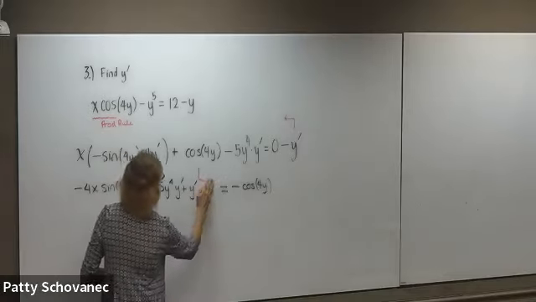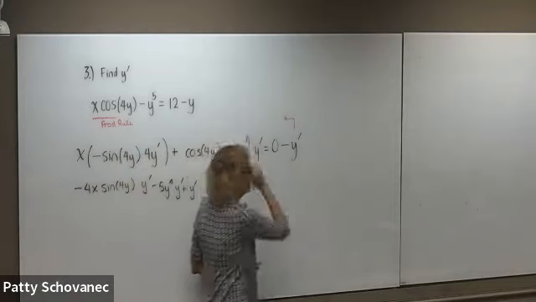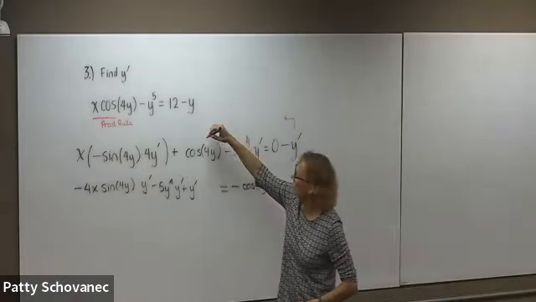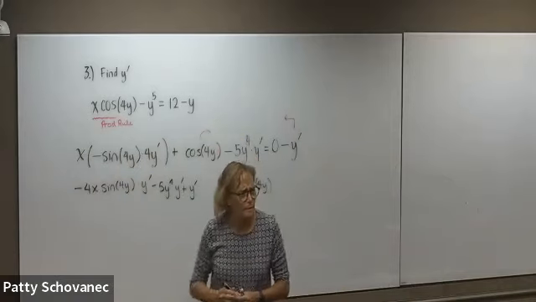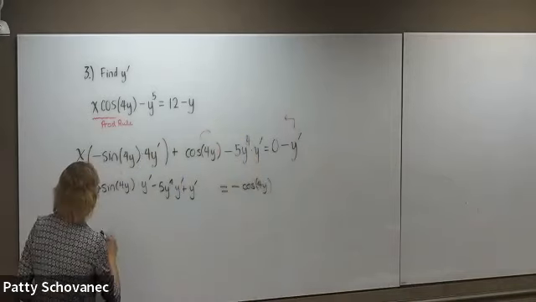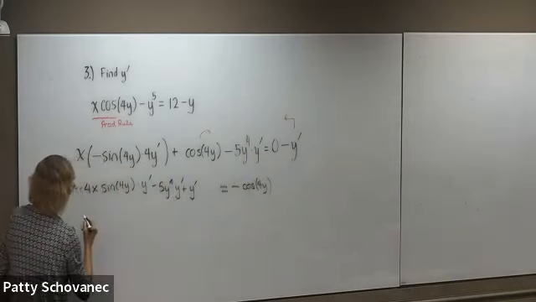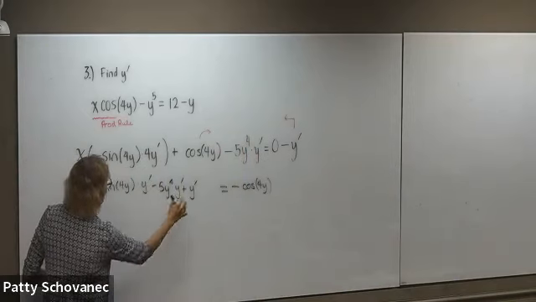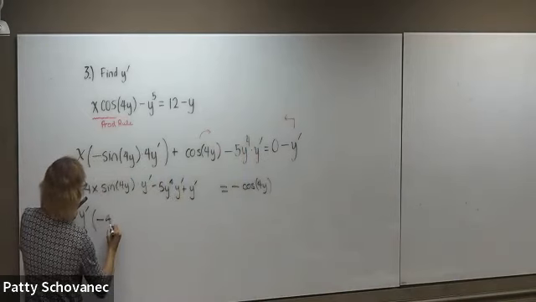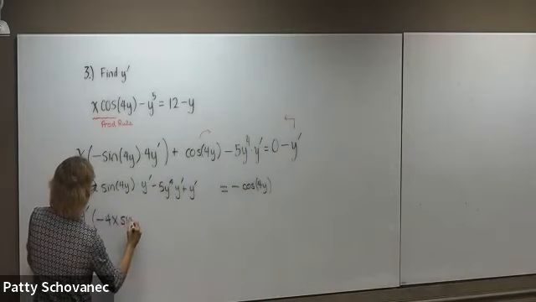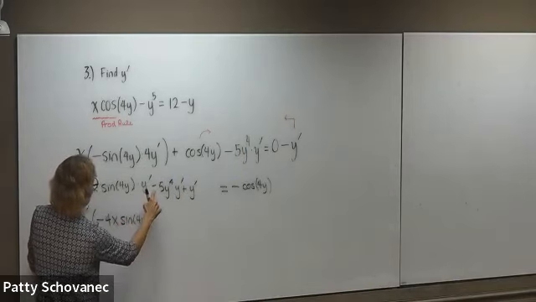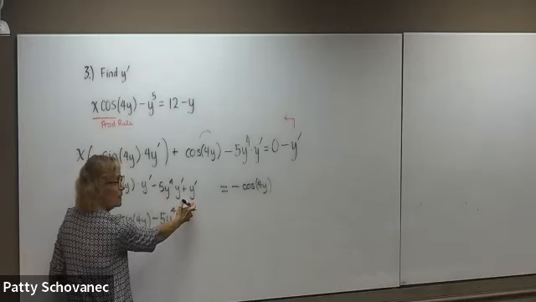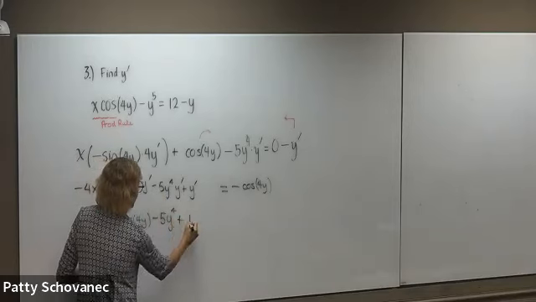Write my little red arrow there. Put that arrow up here. Group them together on one side of the equal sign, so that in the next step we factor it out. So rewrite this line without the y prime. We have a minus 4x sine of 4y minus 5y to the 4th. What about when I factor out this y prime? Put a 1 right there.